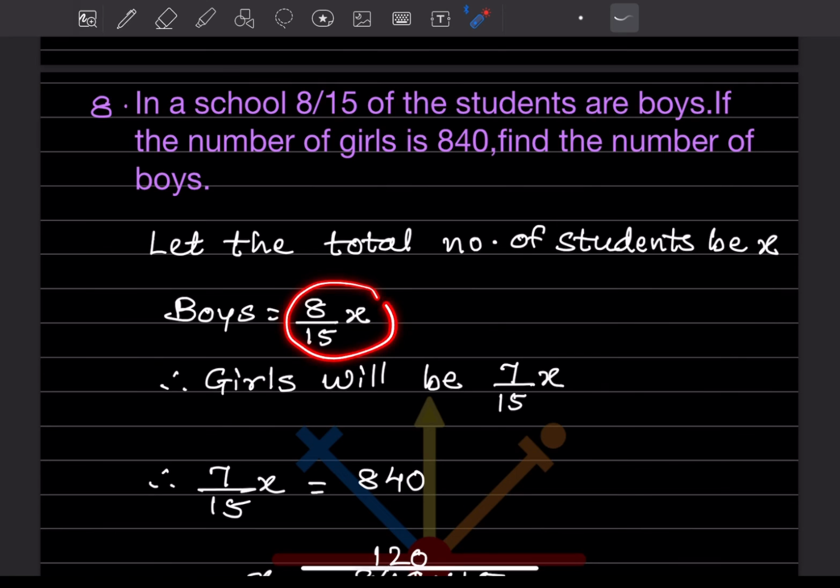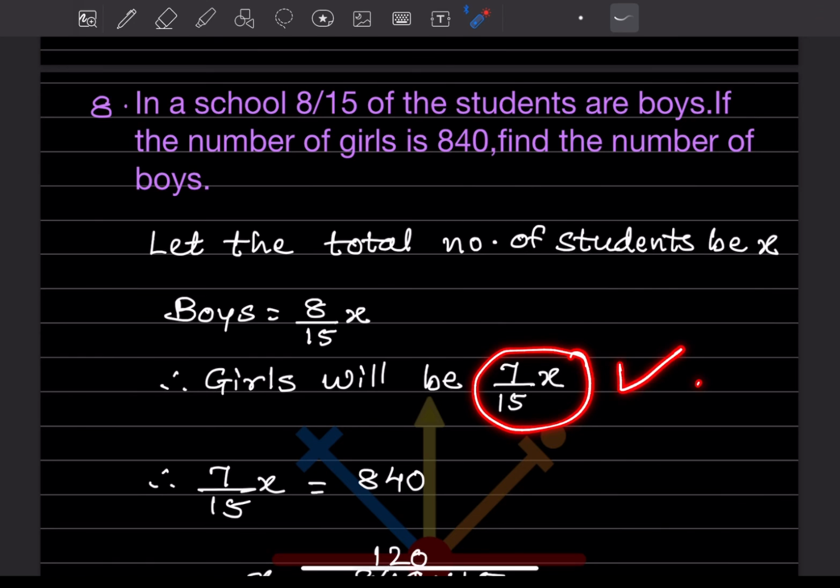So we can write this one. This is the important step. 8 by 15, 8 out of 15, they are boys. So girls will be how much? Whatever is in the denominator, that is the total. So 8 plus 7, so girls is going to be 7 by 15. This is again one more step you have to remember. Because this is 15, these boys are 8 by 15, so girls will be 7 by 15 x. So now look at the second sentence. If the number of girls is 840, so we have considered this 7 by 15 x, that is given as 840.